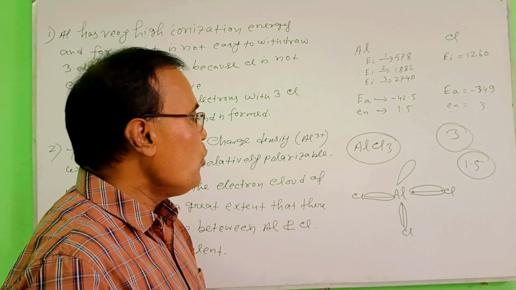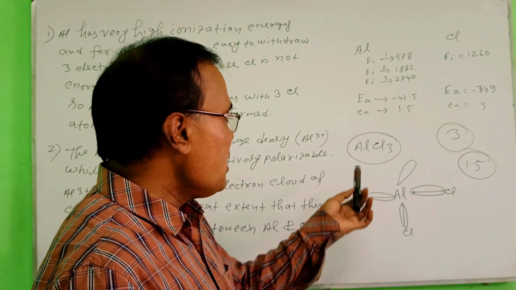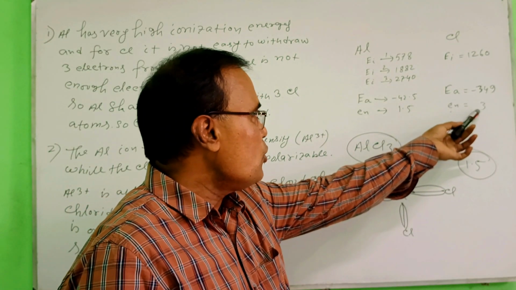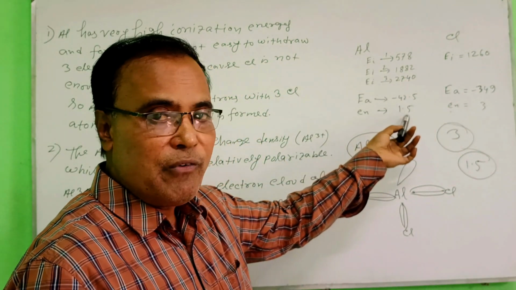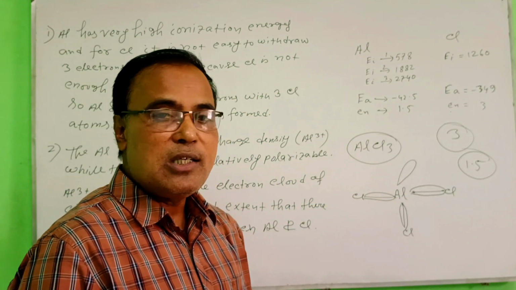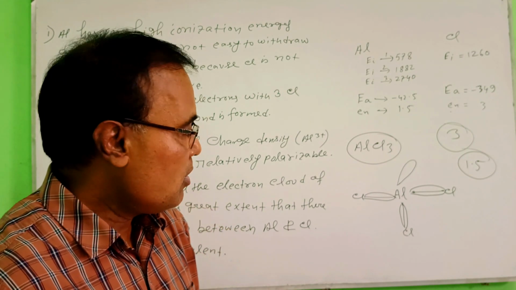First of all, we have to calculate the electronegativity difference between the atoms of aluminium and chlorine. The electronegativity of chlorine is 3.00 and aluminium is 1.5. So their electronegativity difference is 1.5, which is less than 1.8. So there must be a covalent bond.